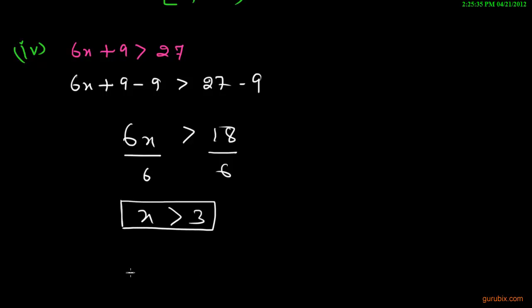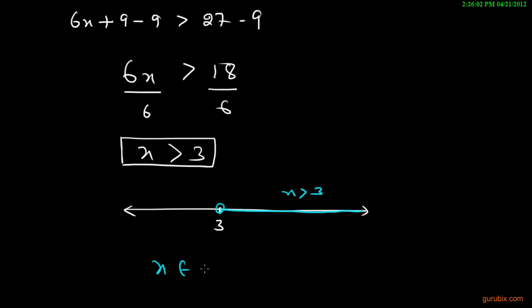So this is the solution, and we can also represent it on a number line. This is the point 3, and x is greater than 3, therefore all the values greater than 3 are in the solution set of the given inequation. Since x is not equal to 3, we shall place an open circle here, and we can write x belongs to the interval 3 to positive infinity. So this is the solution of all four parts of the example. Thank you.